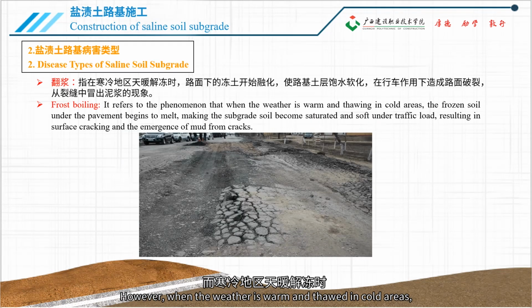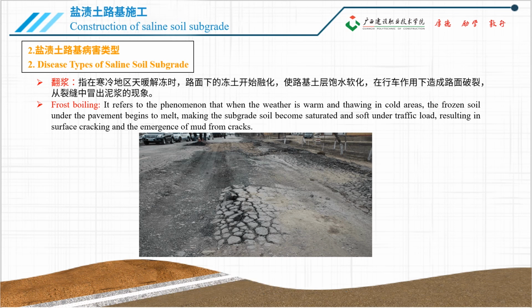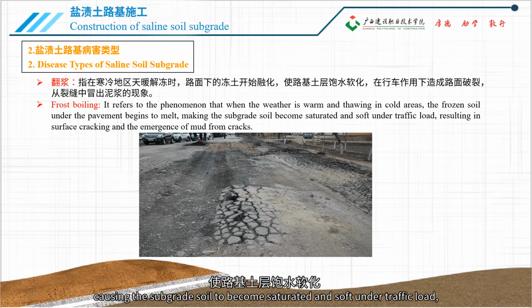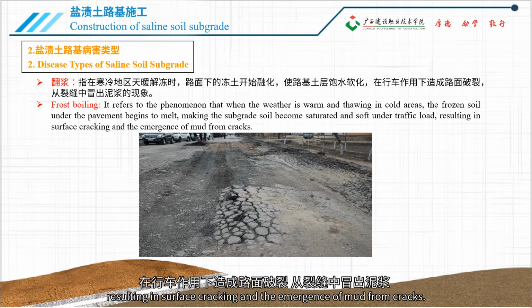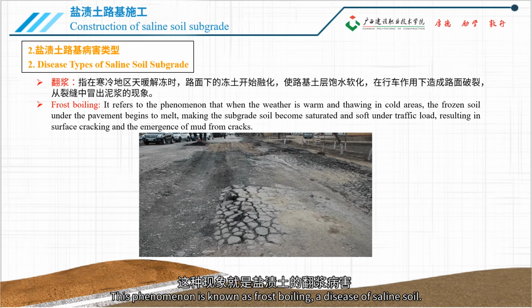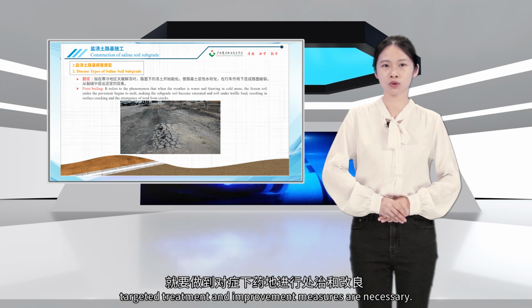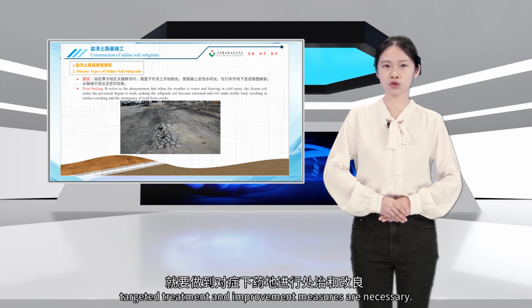However, when the weather is warm and thawed in cold areas, saline soil subgrade will have frost-boiling diseases. It can be seen from the figure that the frozen soil beneath the pavement begins to melt, causing the subgrade soil to become saturated and soft under traffic load, resulting in surface cracking and the emergence of mud from cracks. This phenomenon is known as frost boiling, a disease of saline soil. To address different diseases, targeted treatment and improvement measures are necessary.